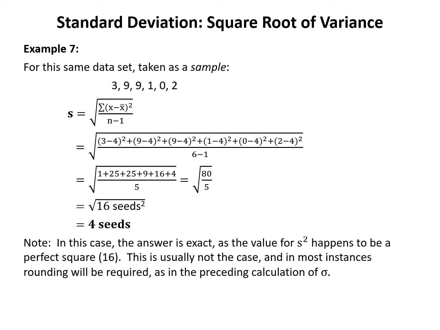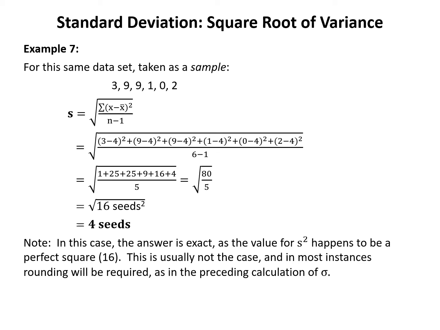In example 7, we work with the same data set again, but this time we treat the data set as a sample, and now we calculate the sample standard deviation S, which is the square root, this time, of the sample variance, S squared. And so we end up with the square root of 80 over 5, which is the square root of 16 seeds squared, which equals 4 seeds.